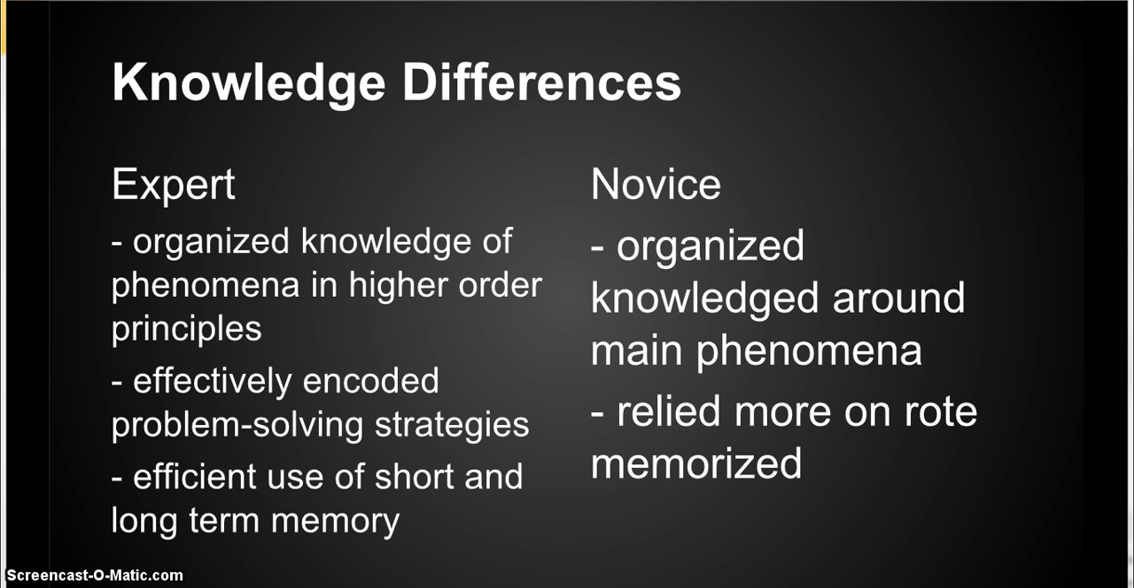Knowledge differences is where the experts are going to have more organized knowledge around the phenomena in relation to higher order principles. So they can see a phenomenon occur, and they can relate it to a higher theory. They do this by having more effective encoding skills. They are using their short-term and long-term memory more effectively by chunking their recall. And they have more practice in encoding and finding solutions. They effectively use problem solution strategies, and it becomes kind of automatic because they have a lot of knowledge and a lot of practice with this.